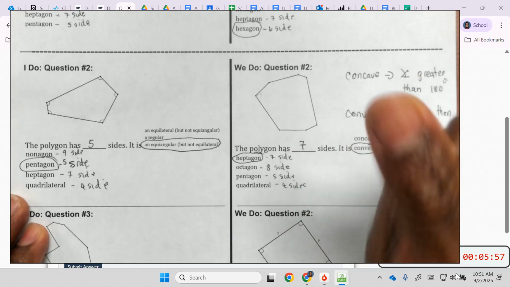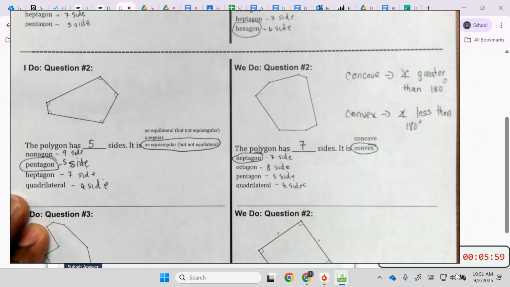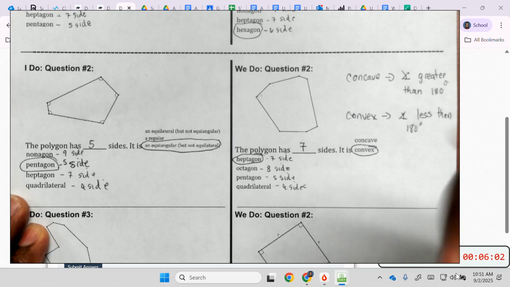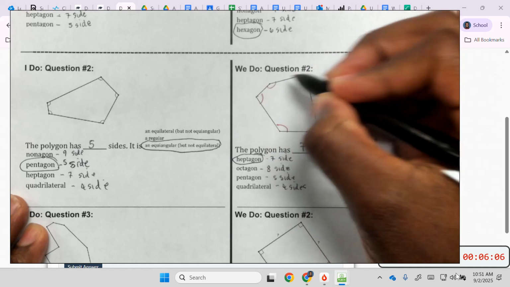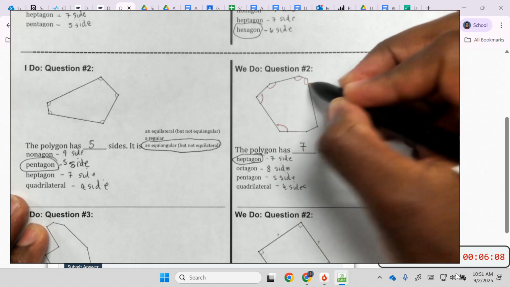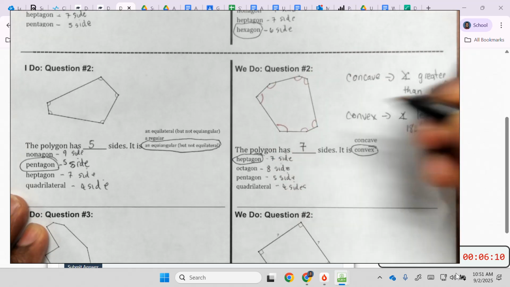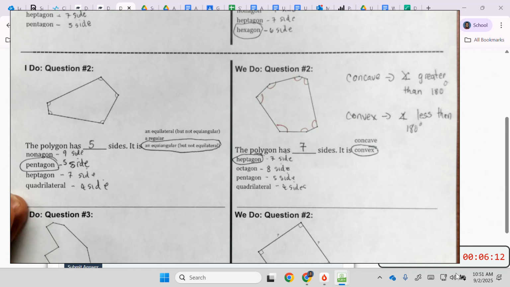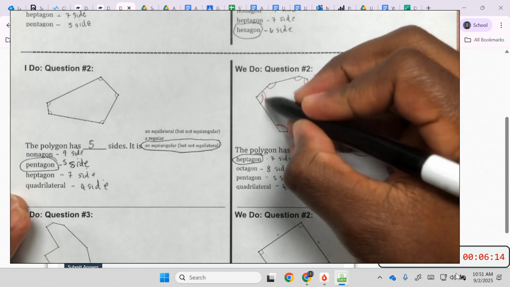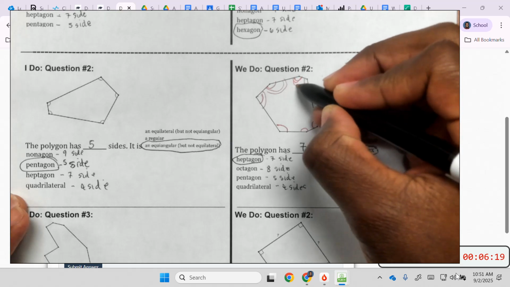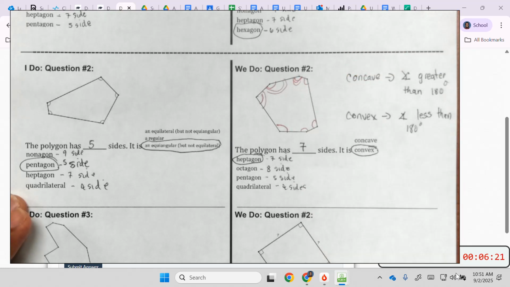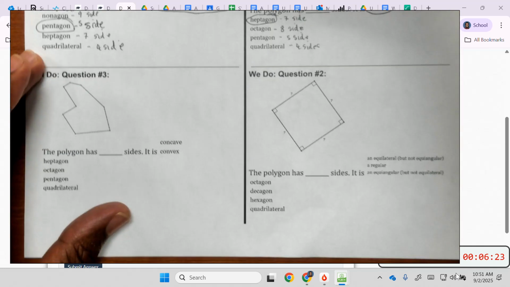Okay, because again, each of these angles that we see here is less than a straight line. Less than a straight line, less than a straight line, and so on. Okay, so again, each of them is a little different from the others. So let's try the next one.